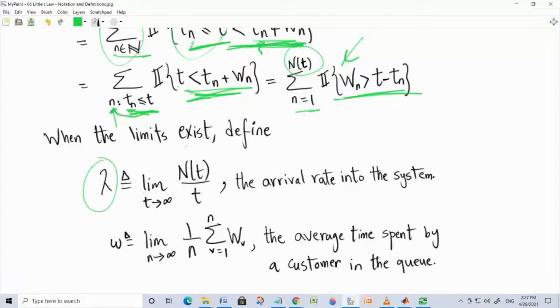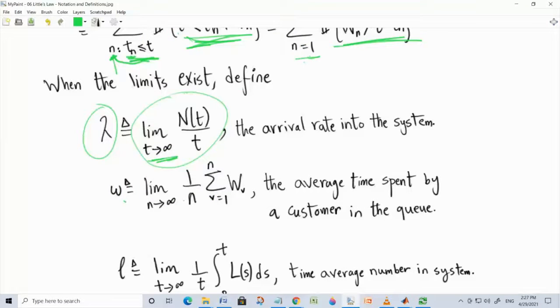Okay, so lambda is the limit as t goes to infinity of N of t over t. This is a quantity we are familiar with from our study of renewal processes. This will be called the arrival rate into the system. Small w will be the average time spent by a customer in the queue. So what I will do here, I will sum every time spent by a customer in the system, divide by n, and then take the limit as n goes to infinity. So by definition, this will be w.